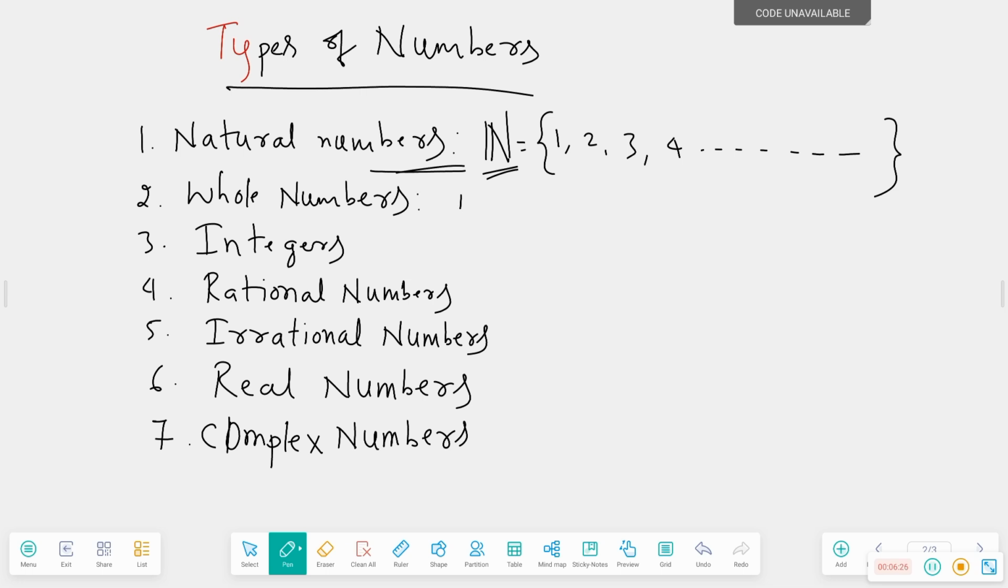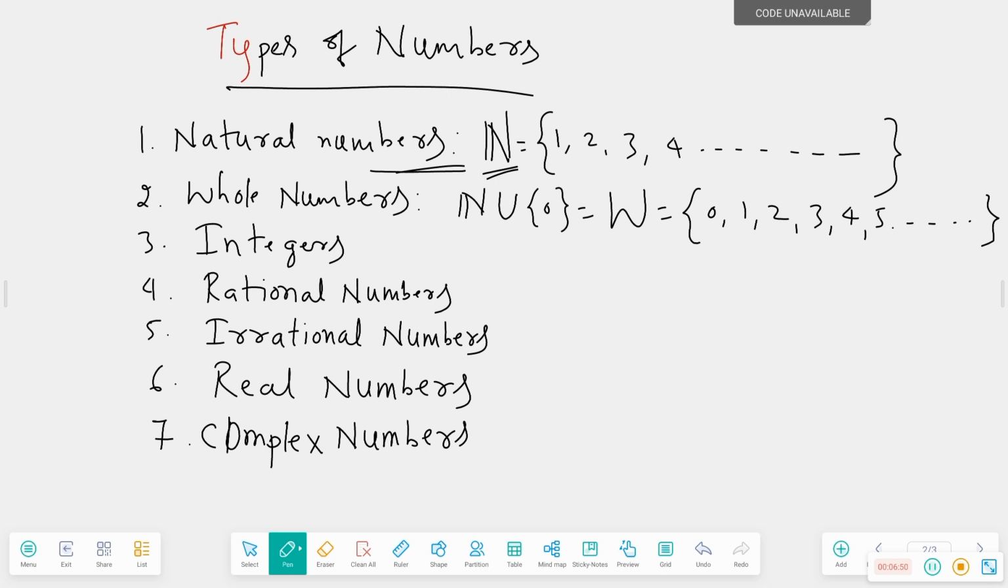And the whole numbers are natural numbers with 0, that is called whole numbers, and this set is denoted by capital letter W, and it is given by 0, 1, 2, 3, 4, 5 and so on. See, this is the whole number set.